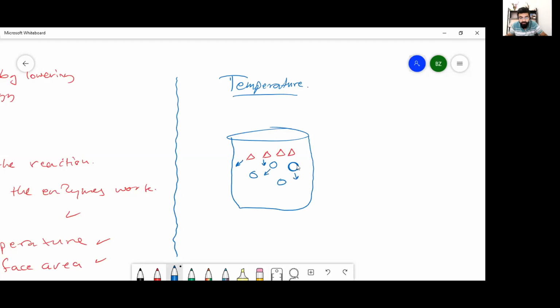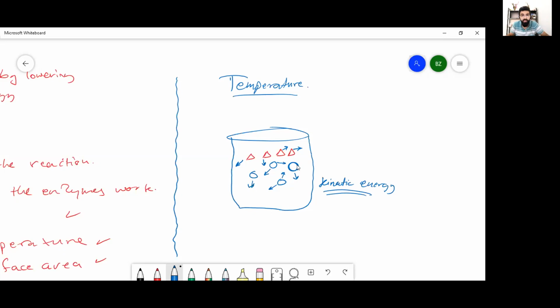So here, moving the molecules of the substance is important. What do we call the movement energy? Kinetic energy. Excellent. The kinetic energy is important to help the molecules collide with each other.